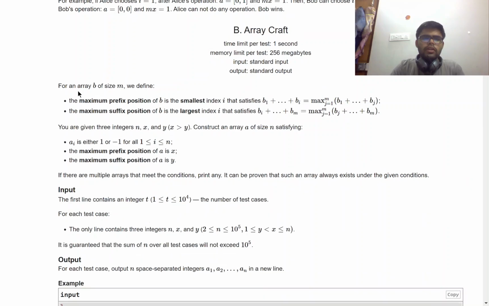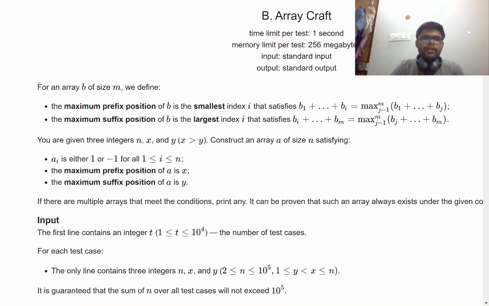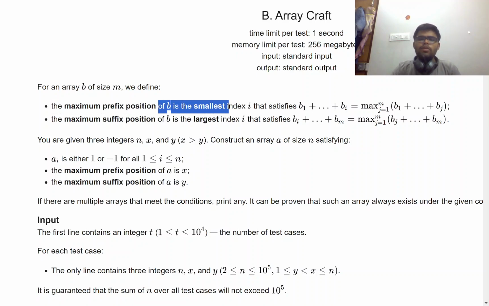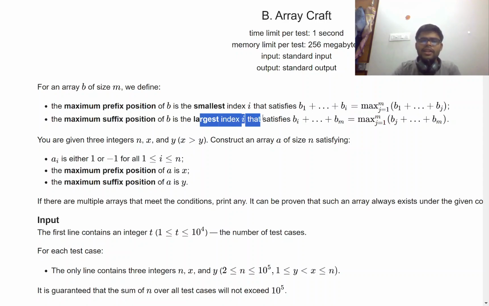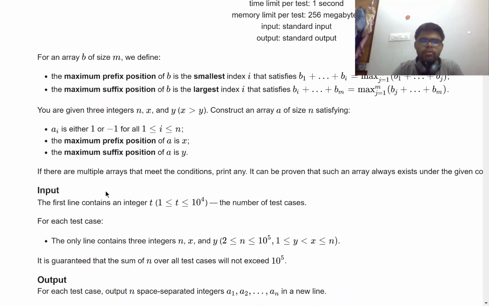array craft. The problem says that we have been given an array B of size m. Sorry, we are not given this array, but we have been told that for any array B of size m, we define the maximum prefix position of B as the smallest index i that satisfies this given equation. Similarly, the maximum suffix position of B is the largest index i that satisfies this condition. And we will look at the condition later on.